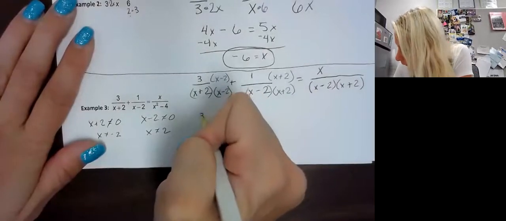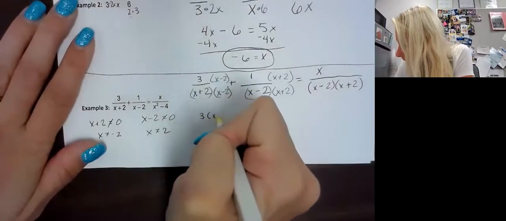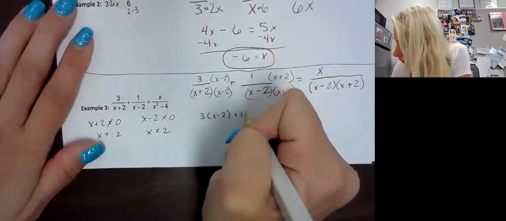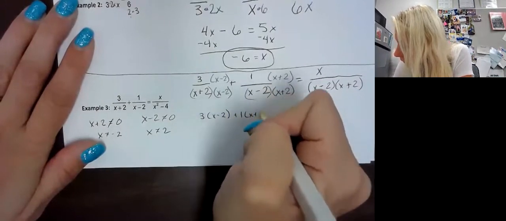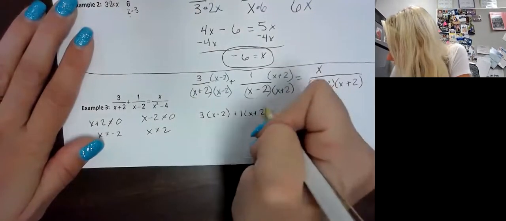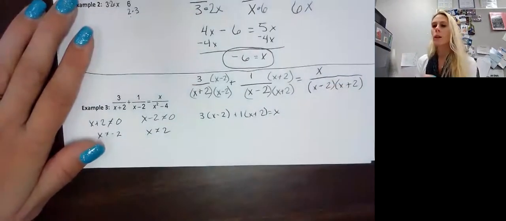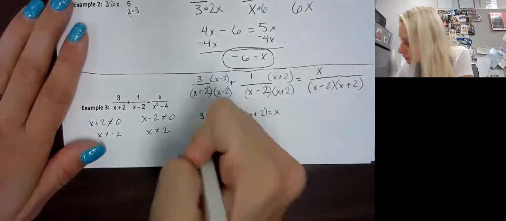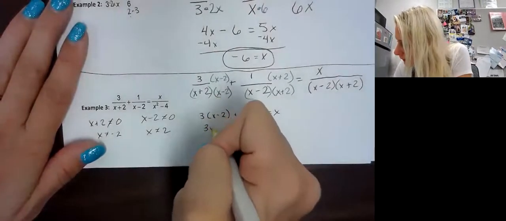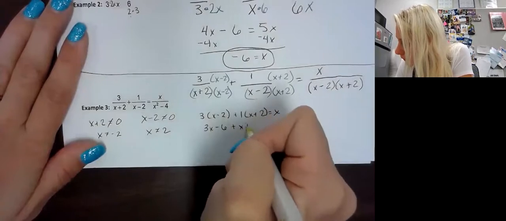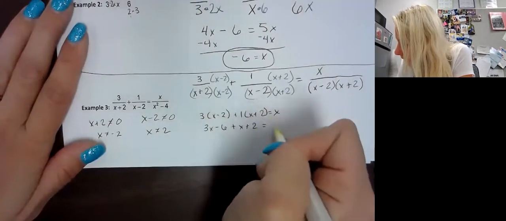Look at the numerator. Right here we have 3 times x minus 2 plus 1 times x plus 2 equals, and we didn't have to multiply anything there, so we have an x. Now we're going to solve like we have for a very long time. We're going to distribute and combine like terms. So we get 3x minus 6 plus x plus 2 equals x.